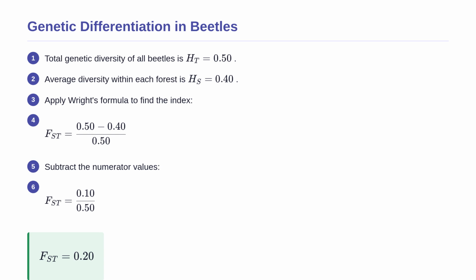We substitute our values into the formula, subtracting 0.40 from 0.50 in the numerator. This gives us 0.10, representing the genetic variance strictly due to the separation of the forests. Dividing this by the total diversity of 0.50, we get a final value of 0.20. Physically, this significant number tells us the beetles are not mixing much and are becoming distinct races.